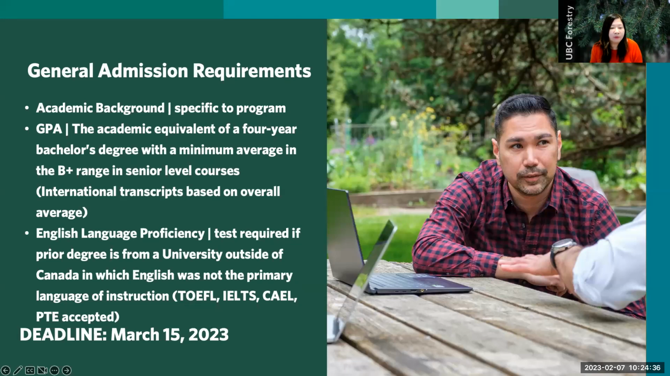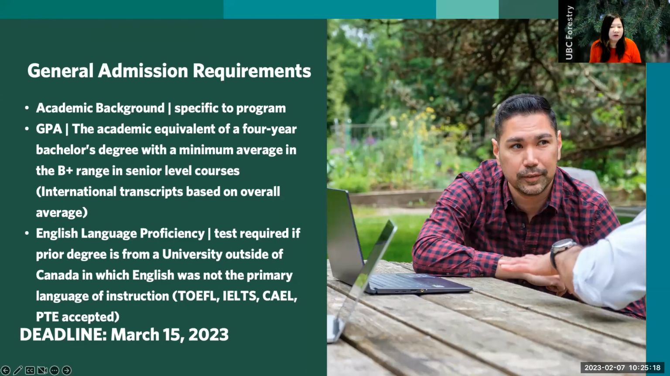As Paul mentioned, we have a wide range of academic backgrounds for students who've applied to this program. We do require a 4-year bachelor's degree. There was a question in the Q&A about a diploma program. Unfortunately, it's a competitive program and it's a graduate degree, so we are looking for a 4-year bachelor's degree with a minimum average of a B+ range in your senior level courses. If it's in the States, it's usually a B+, a 3.3. And if it's at UBC or a Canadian institution, about 76% minimum.